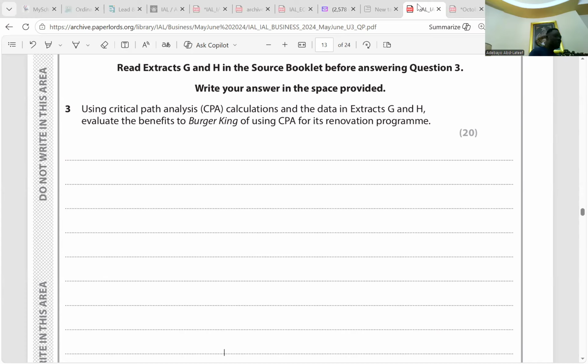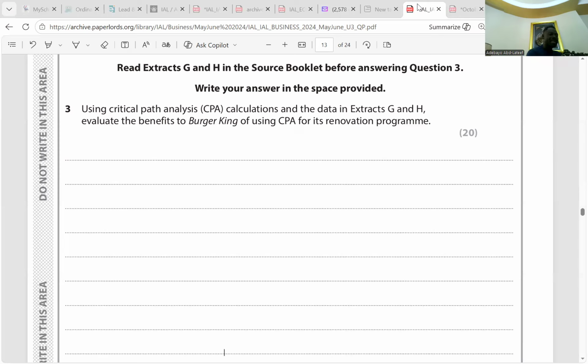weeks. So when you work out the calculation, as soon as you're done, write the calculation in the form of a statement so that you can get the mark for the calculation and the mark for the statement. Do you get the point I'm making here? Look at what I did. I worked it out: by carrying out the above CPA, Burger King can see that renovating a restaurant will take 11 weeks. You work out, you get the mark for this, you get the mark for that.